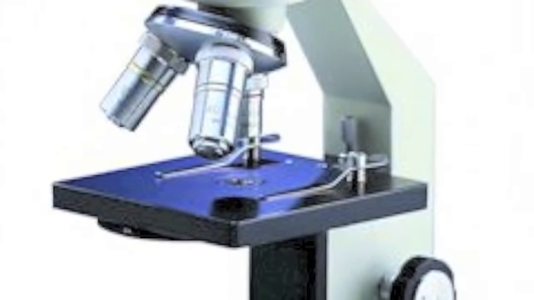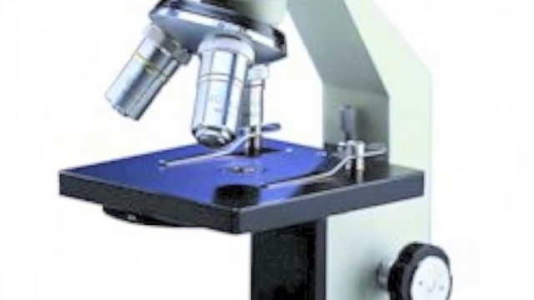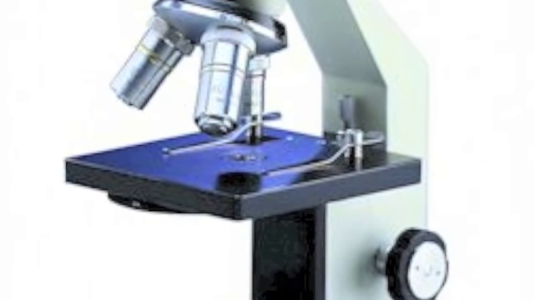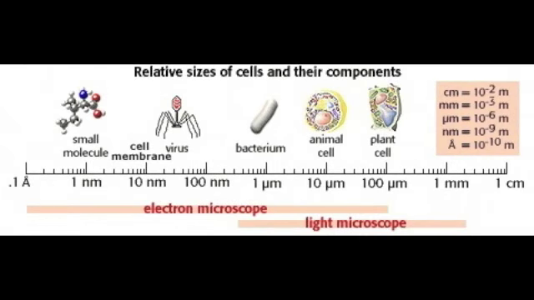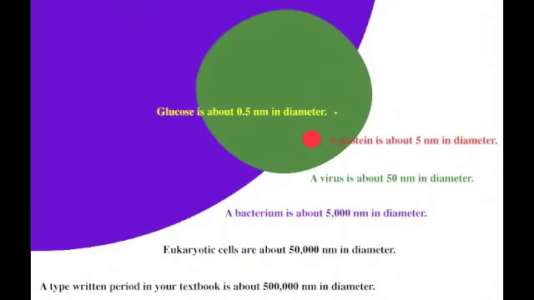Microscopes allowed us to observe that all living things are either unicellular or multicellular. One of the functions unicellular organisms carry out is reproduction. They produce offspring either sexually or asexually. As you can see, the picture illustrates that the molecule has the smallest size, about 1 nanometer. Membranes are about 10 nanometers. Viruses are about 100 nanometers. Bacteria are 1 micron. Organelles are up to 10 microns, and most cells are about 100 microns.